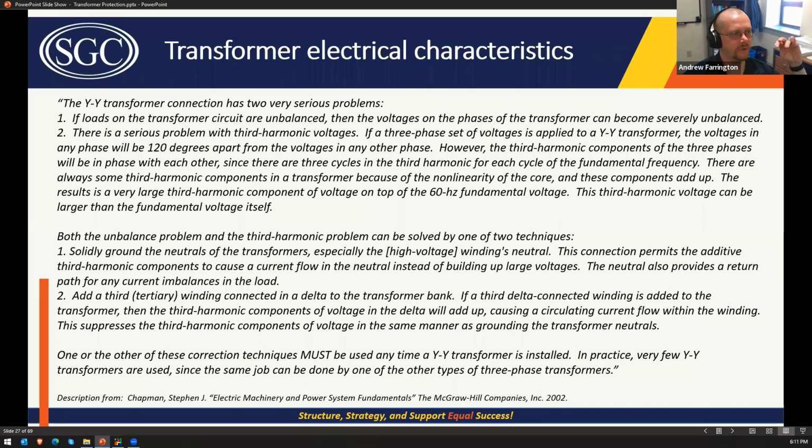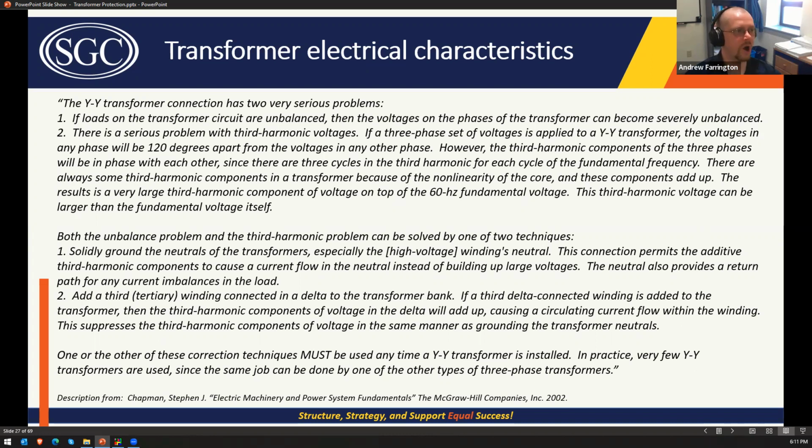They're not used for anything except for this issue with third harmonics. It gets rid of that issue. And it also, now that you've added the delta winding and you ground the Y winding neutral on the low side of the transformer, now the transformer actually acts as a ground source, which is really important. That's why they use it for 115 to 12. It's really important for your distribution customers, right?